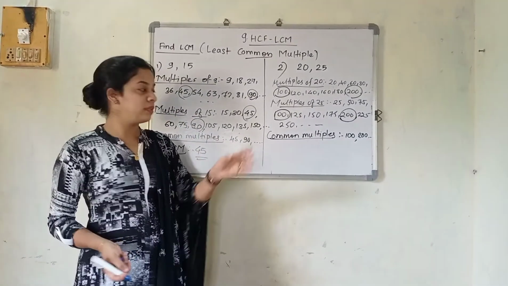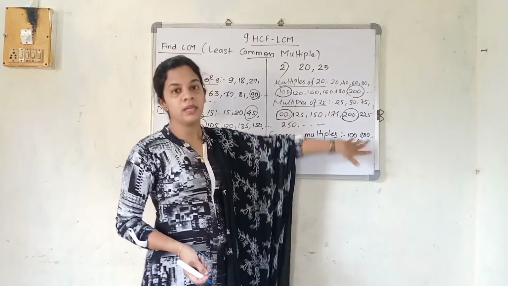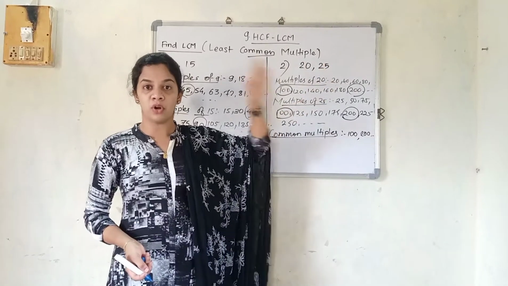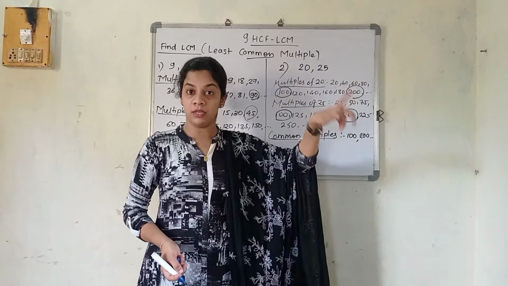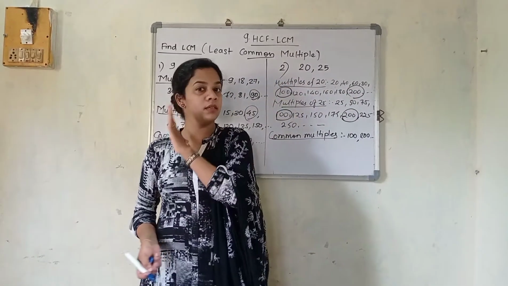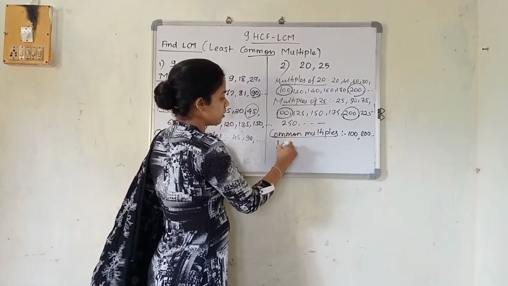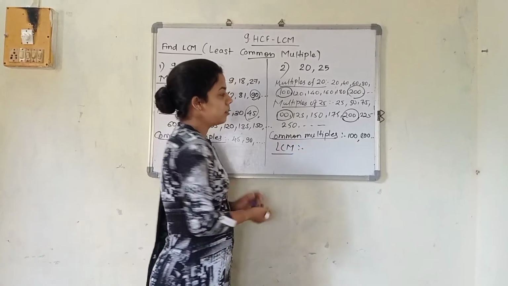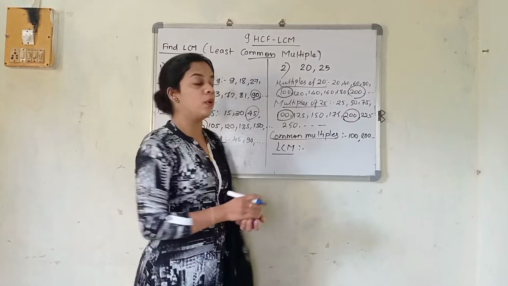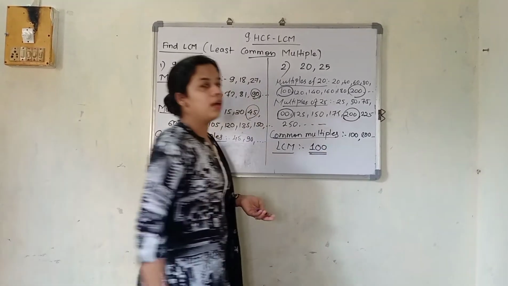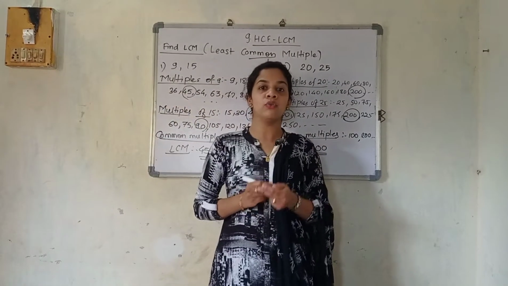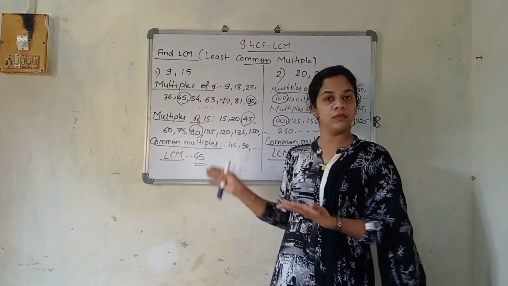Always remember that if you get one common number, you don't search for the next number. If it is not possible for you, just write the double of it in multiples, in LCM, not in HCF. So which is the least from 100 and 200? It is 100. And this is your LCM. I hope you have understood how to find LCM by using this method.